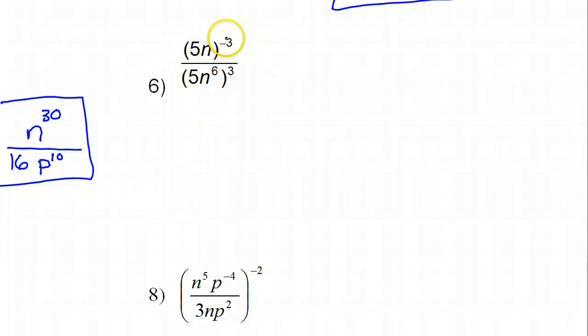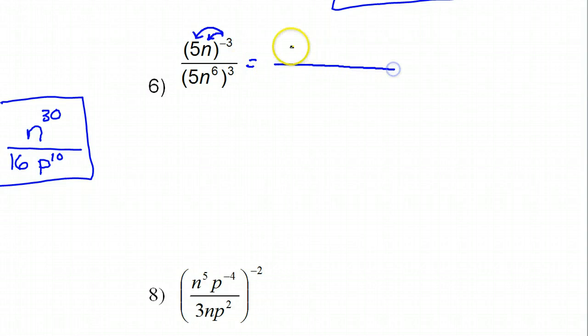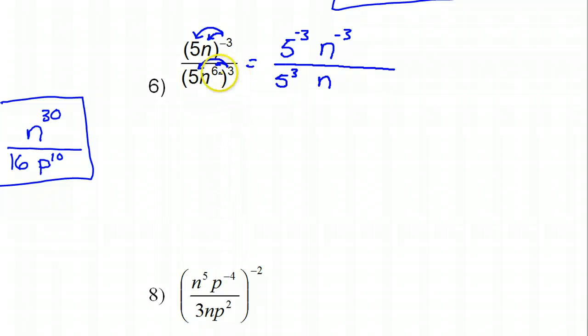so again, I'm going to take that negative 3 here and apply it to everything inside. Okay, I'm just putting that negative 3 on everything. So I'm going to have 5 to the negative 3 power, and I'm going to have n to the negative 3 power. And similarly, I'm going to do the same type of deal here. Okay, so I'm going to have 5 to the positive 3 power. And I'm going to have n to the 18 power. Remember, power to a power, you multiply. So that'll be to the 18th power.